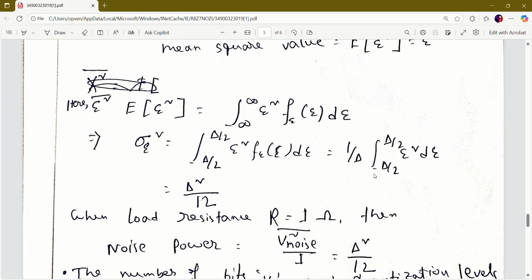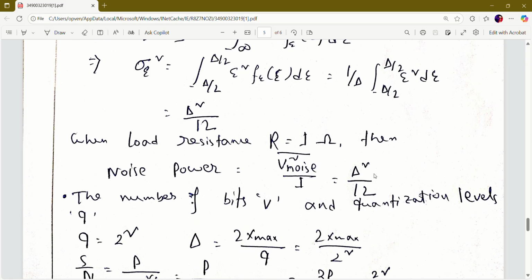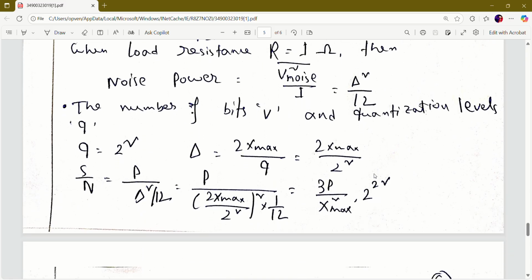Then by solving the integration, we get that the noise power will be delta square by 12 when we normalize the resistance and take the resistance value equal to 1. Then the number of bits is v and the quantization level is q. Then q equal to 2 to the power v. Then SQNR will be P by delta square by 12.